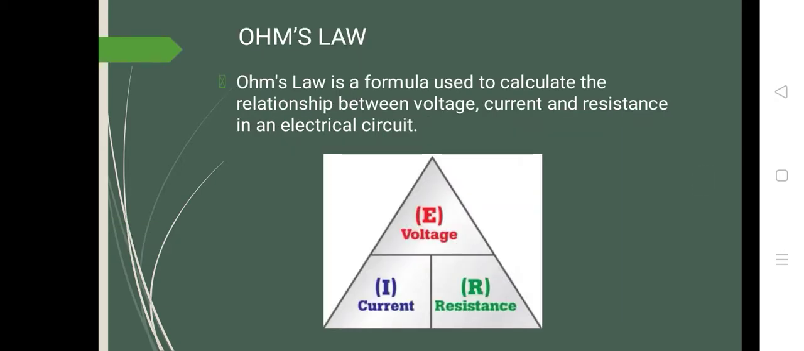So next, Ohm's law. Ohm's law is a formula used to calculate the relationship between voltage, current, and resistance in an electrical circuit. So if you want to get the current, the voltage, or the resistance, you will use this formula, the E = I R.